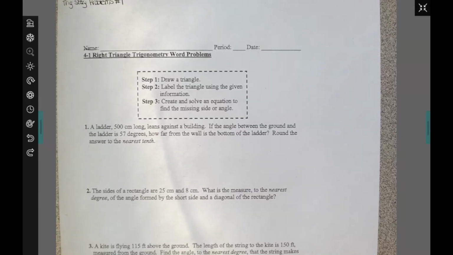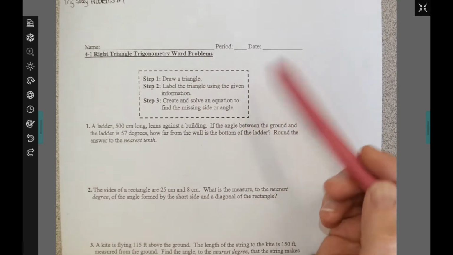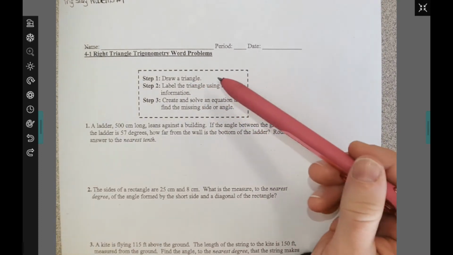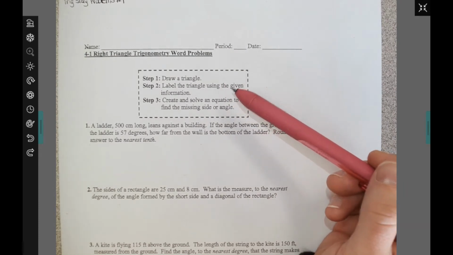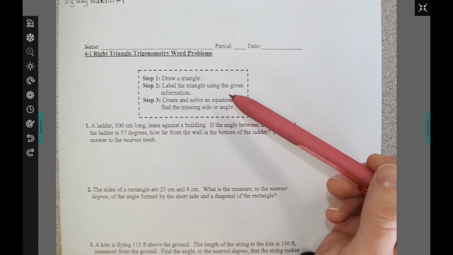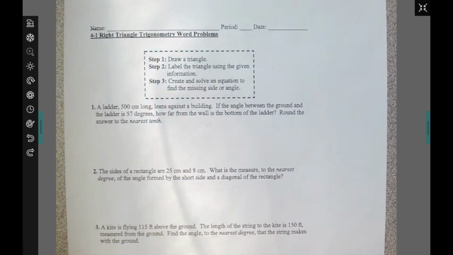So today we're going to look at story problems with right triangle trigonometry. I'm going to do two of them, and then the rest, you'll kind of be on your own. Up here at the top in the box, I gave you 3 steps to follow. So step 1, we want to draw a triangle, label a triangle using the information given, and then for 3, we want to solve. Okay, so this is much of the same we've been doing. They're going to be right triangles that we're dealing with.